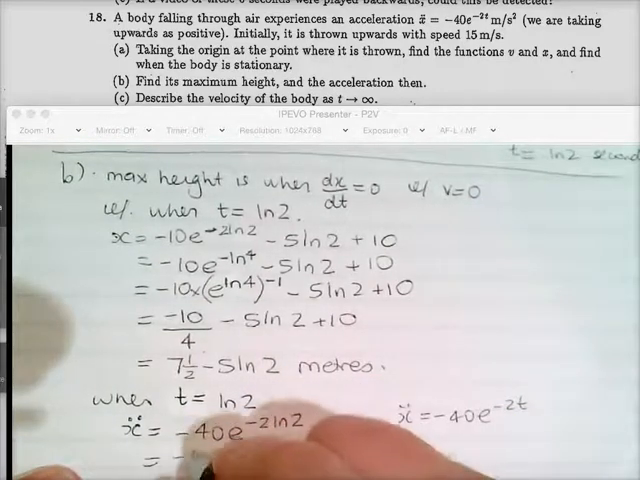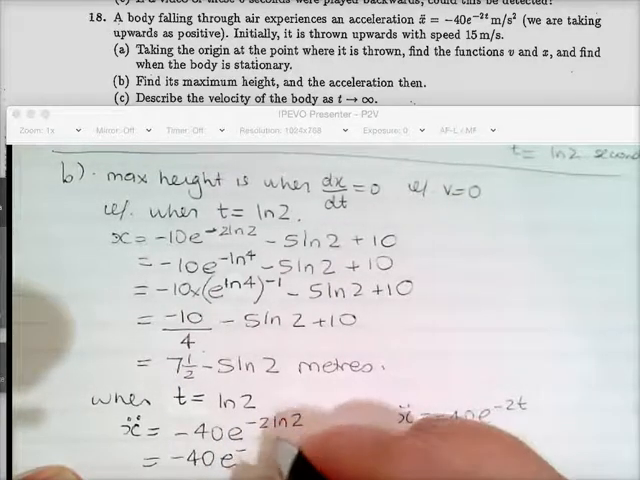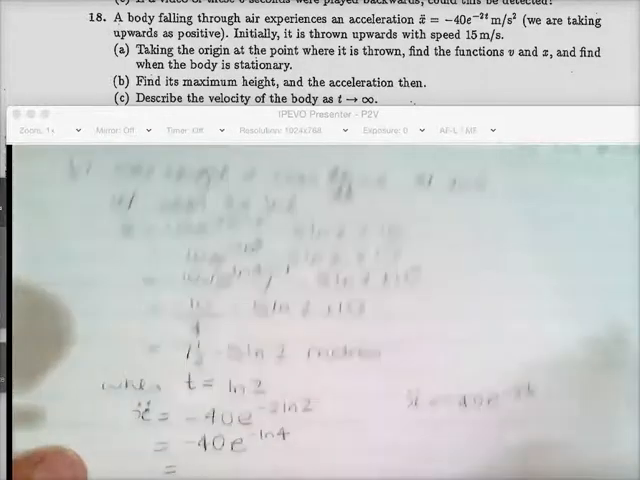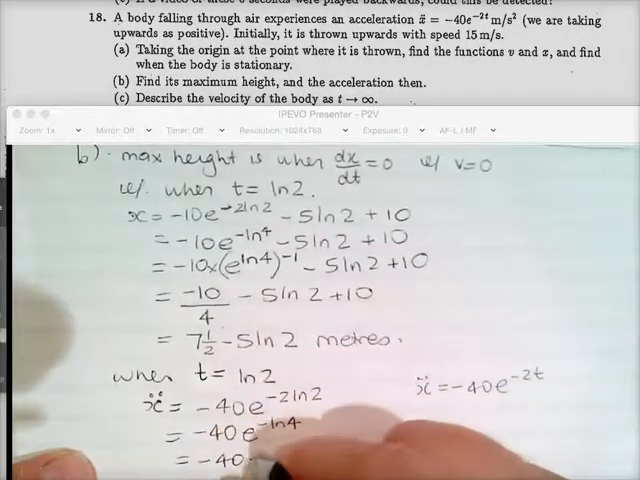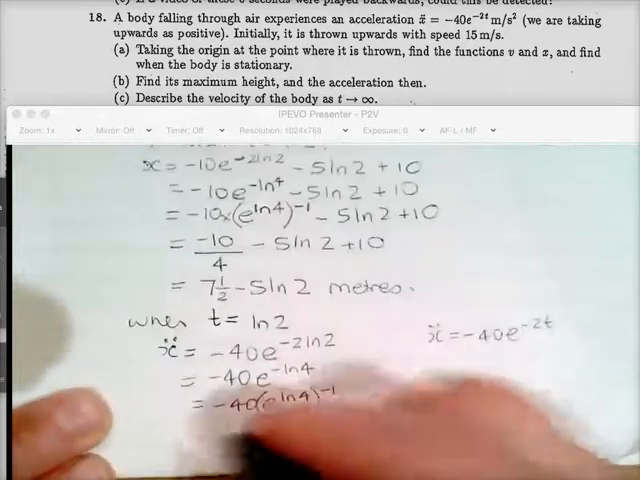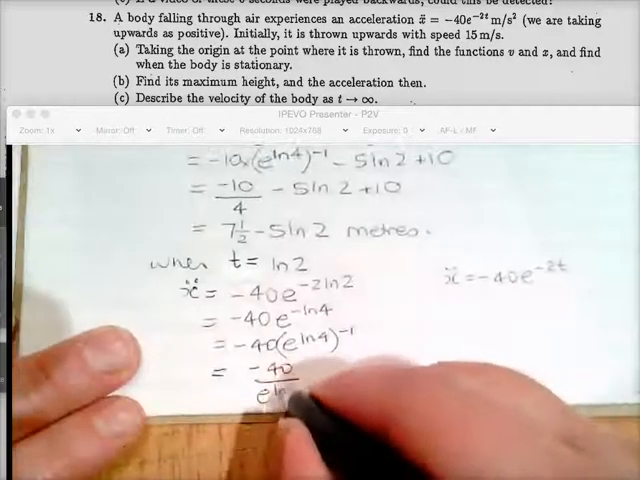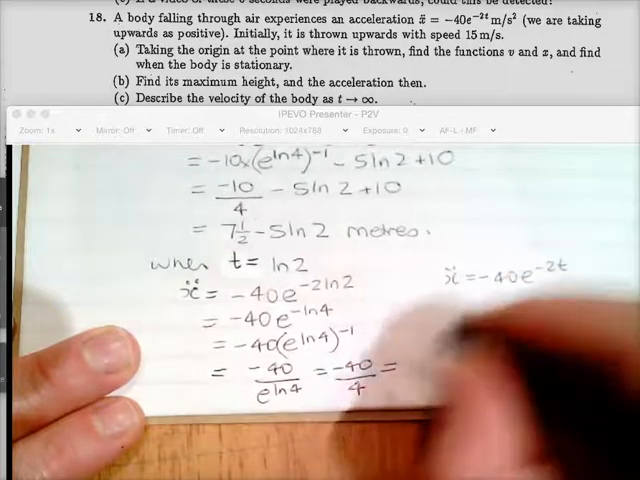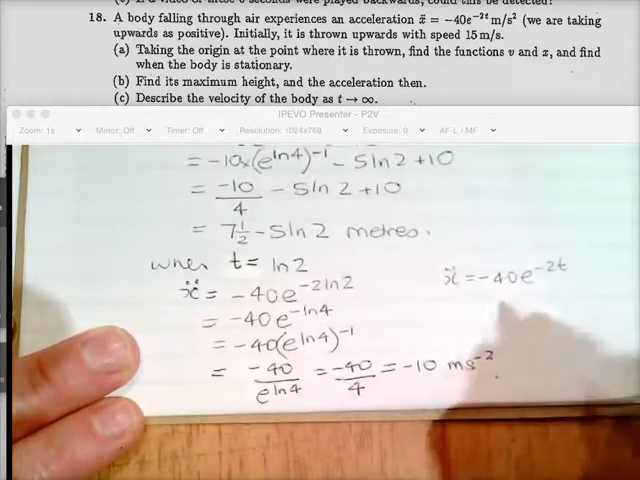So just what we were doing before, that's negative 40 e to the negative, again, ln 4, because 2 ln 2 is ln 2 squared. So we'll just do what we did before, and that is negative 40 times e^(ln 4) to the power of negative 1, which is negative 40 over e^(ln 4), which is negative 40 over 4, which is negative 10 meters per second.